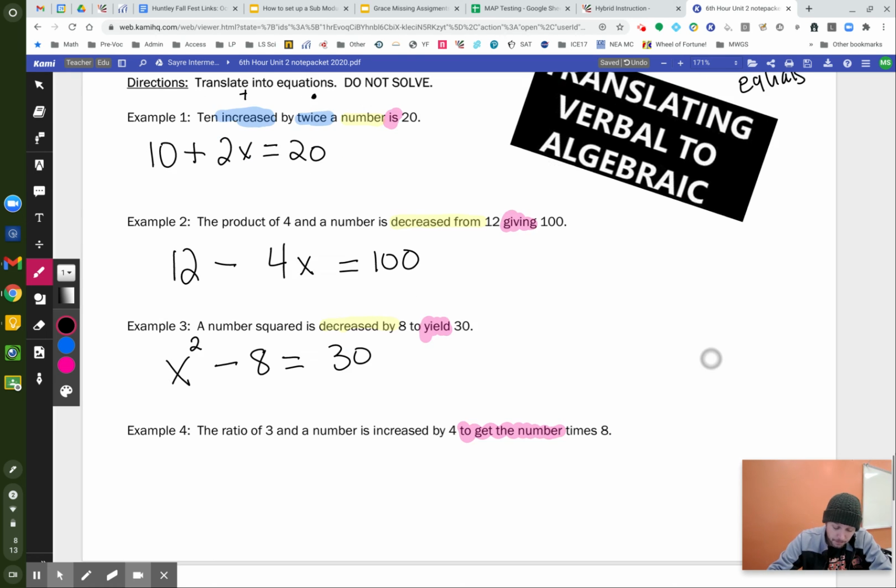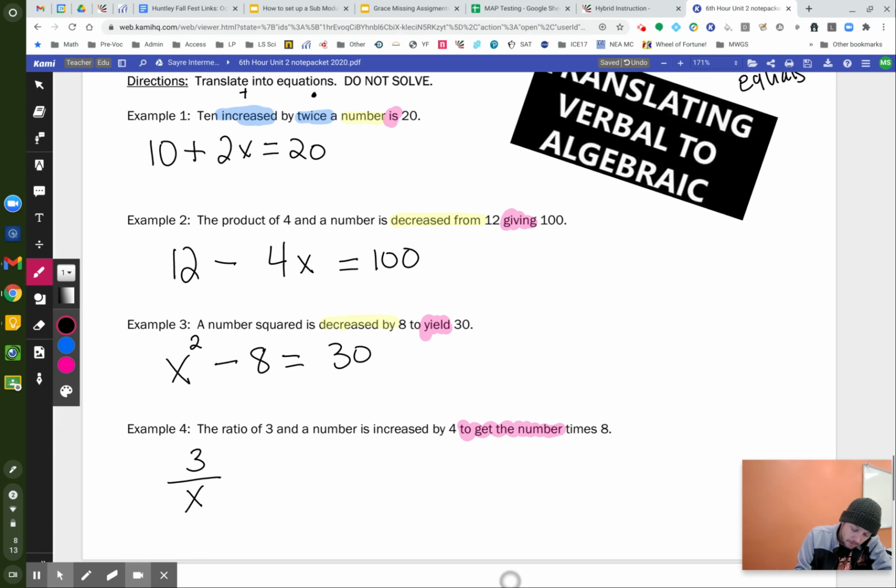All right. The ratio of 3 and a number, so ratio means divide. The ratio of 3 and a number is increased by 4 to get the number times 8.